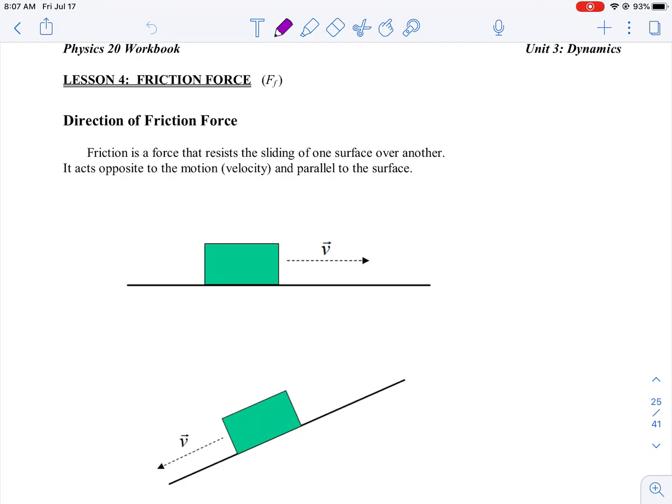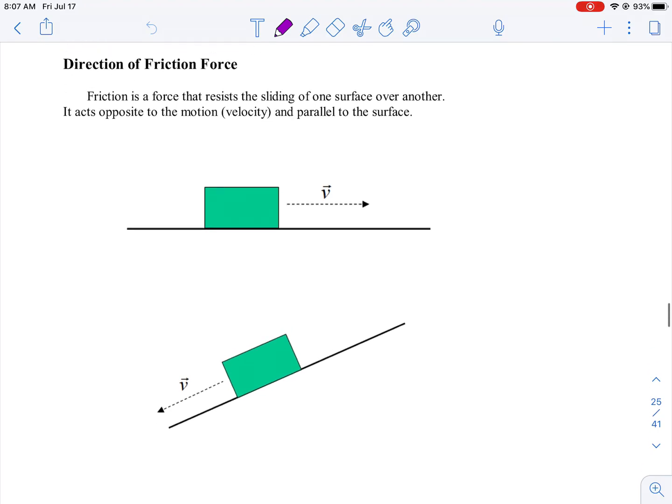So we'll move on to our next force called the friction force. And the good news is you have a pretty good idea of how sliding friction works already, especially when it comes to the direction of friction force. Because it turns out, logically, it acts opposite to the motion or opposite to the velocity, and it'll always be parallel to the surface.